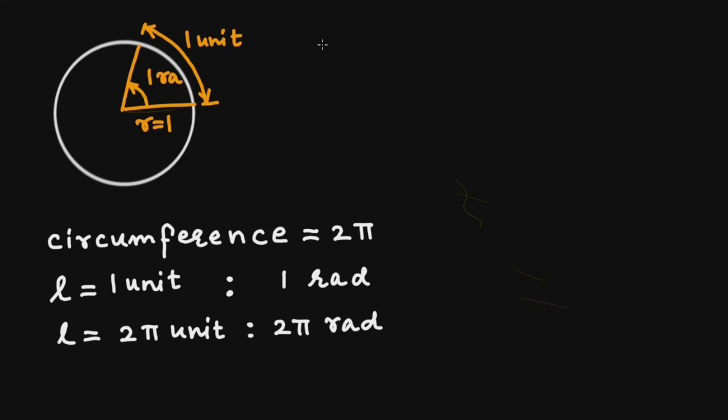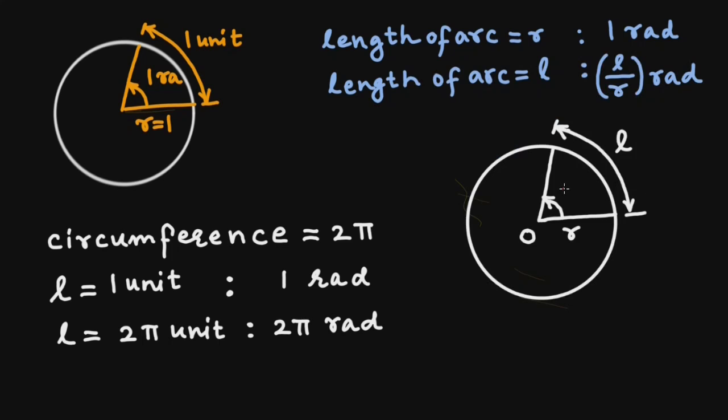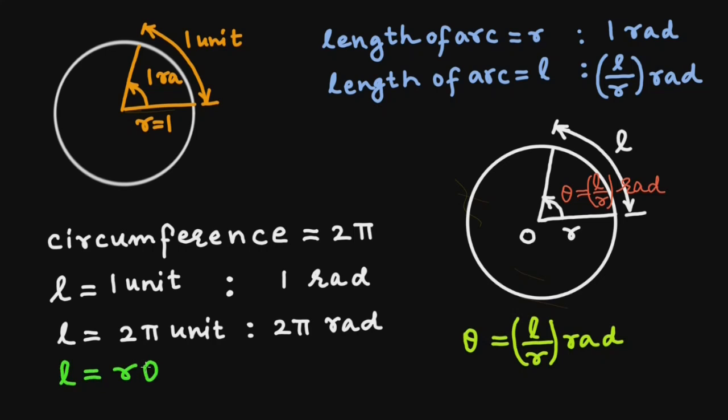On the same lines, when the length of the arc is equal to radius r, the angle at the center is 1 radian. If this length is L, the angle subtended at the center will be L upon r radians. If we denote this angle by theta, it will be L upon r radians. So we write theta equals L upon r radians. So the length of arc L is r theta, where theta is in radians.